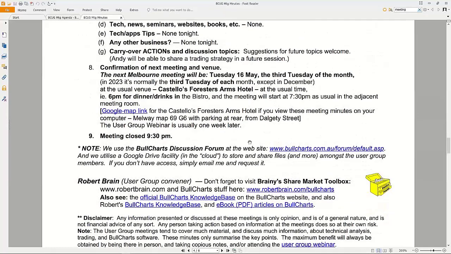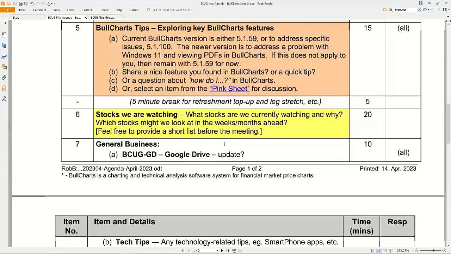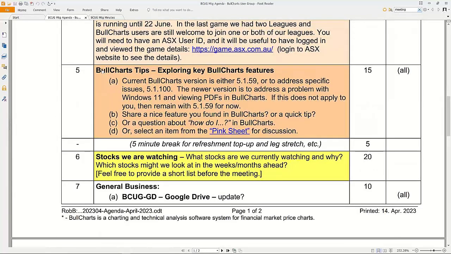That's about all I've got there, but if we have a look at the agenda for the meeting, we usually allow some time for you to ask questions or provide input about BullCharts, anything you've been doing lately, a problem you've found, a bug or issue.